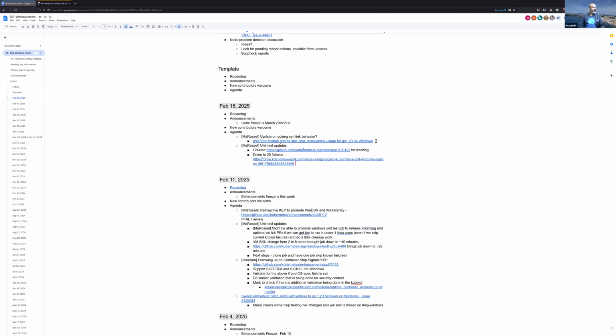The next topic is also on Mark's plate about unit tests update. Yeah, I added this following up from the discussion from last week. So I did create an issue that's tracking what we discussed last week, which was to try and drive the unit test failures for the Windows jobs down to 0 and hopefully eventually get a release informing job for that.